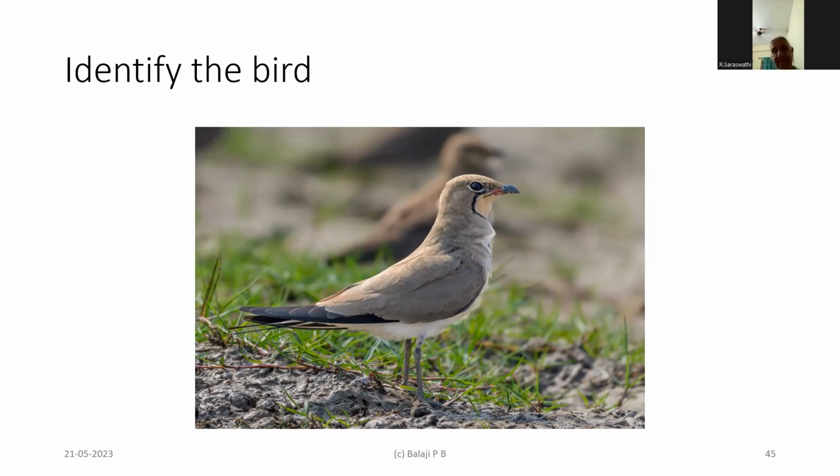So it's a very simple ID pointer. When the bird is at rest, of course, because when the bird is flying there are other things that you can look at, if the streamers extend beyond the wingtip, it has to be a collared pratincole. The easy mnemonic that I have is long streamers, collared. Collared has two L's in it, right? So long streamers, collared. That's how I remember it. So this bird here is a collared pratincole.